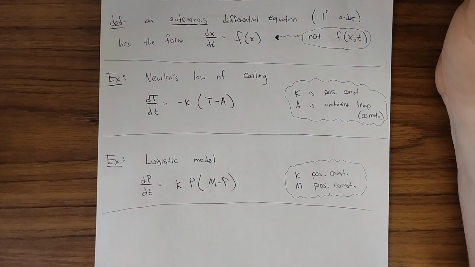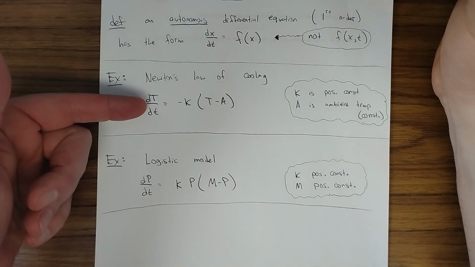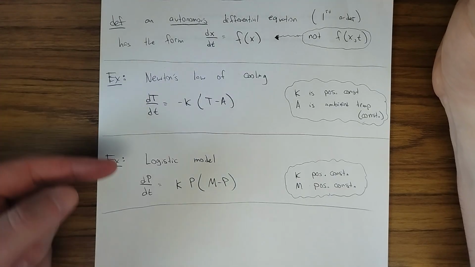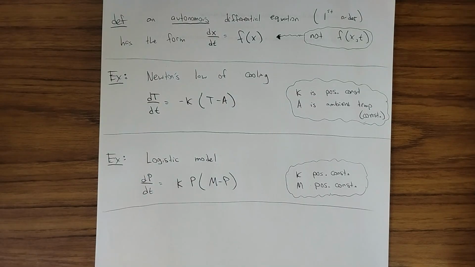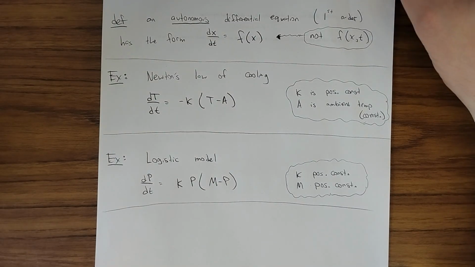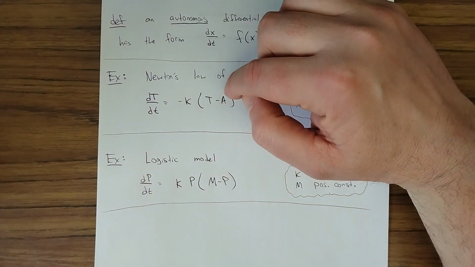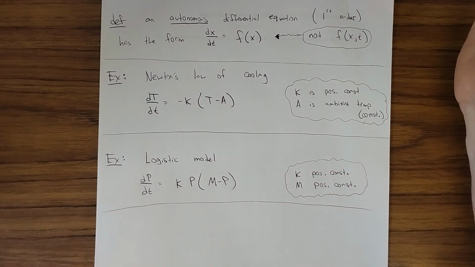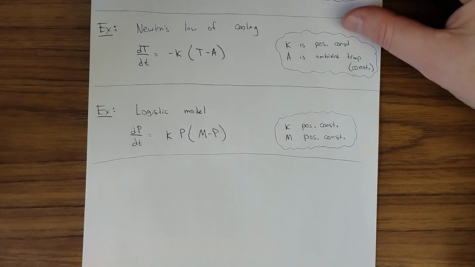For example, Newton's law of cooling is an autonomous differential equation. So here our variables are big T and little t, and the rate of change of big T, which is temperature, involves a constant K, which is different according to what medium you're in, whether it's air or water or whatever. But that's just a constant. And the point is little t doesn't appear over here at all. And big A is the ambient temperature, which is also a constant. So this is an autonomous differential equation that we've seen before.